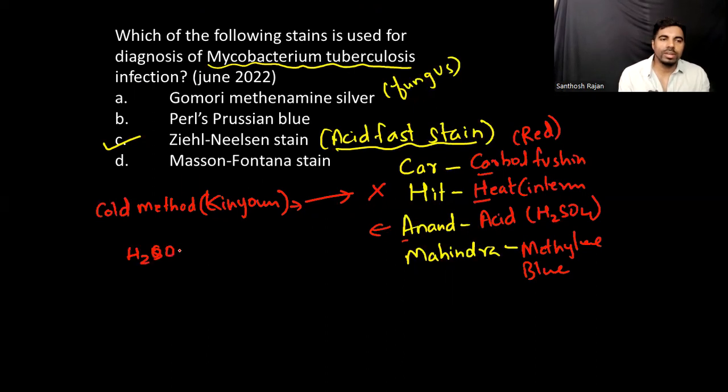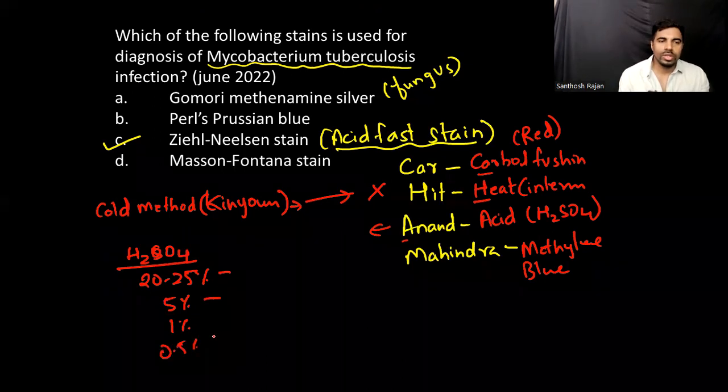H2SO4 concentration, again, I'll repeat it, very, very easy. Don't think too much. Either 20 to 25% we use, or we use 5%, or we use 1%, or we use 0.5%.